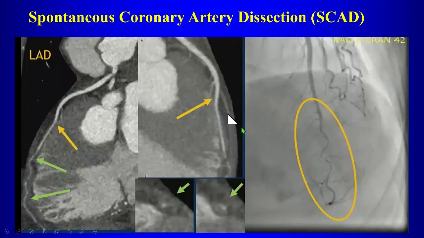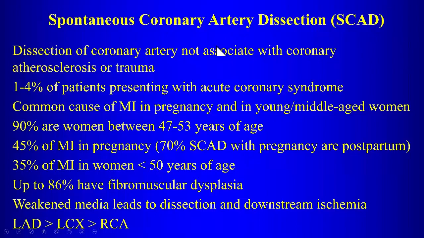So that's the case here. Notice, by the way, it doesn't look like a dissection of the aorta, where you see a flap. Most cases you're not going to see that for spontaneous coronary artery dissections. It's a dissection of a coronary artery not associated with coronary atherosclerosis or trauma, and it's a small percentage of patients who present with acute coronary syndrome. This is a common cause of myocardial infarction in pregnancy and in young or middle-aged women. 90% are women between 47 and 53.